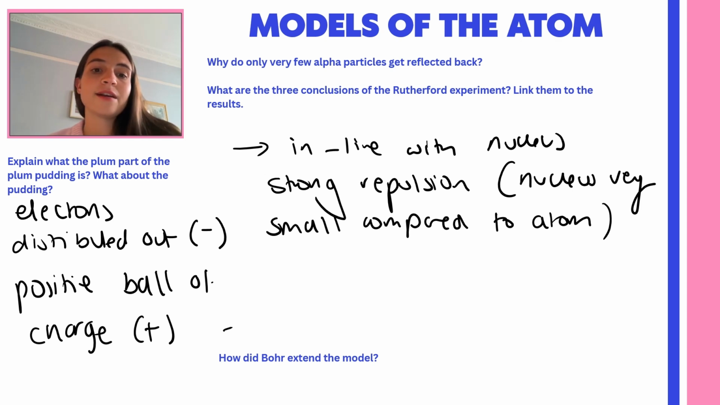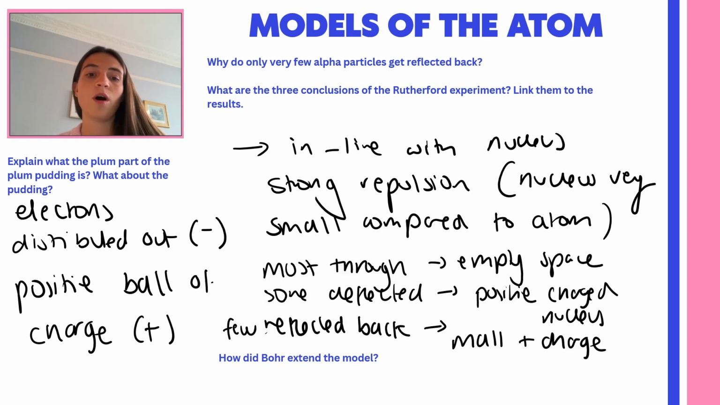What are 3 conclusions of the Rutherford experiment, and link them to the results? So your 3 conclusions coming from the results are as follows. 1. Most of your alpha particles go straight through the gold foil undeflected, and that's because the majority of your gold atom is actually empty space.